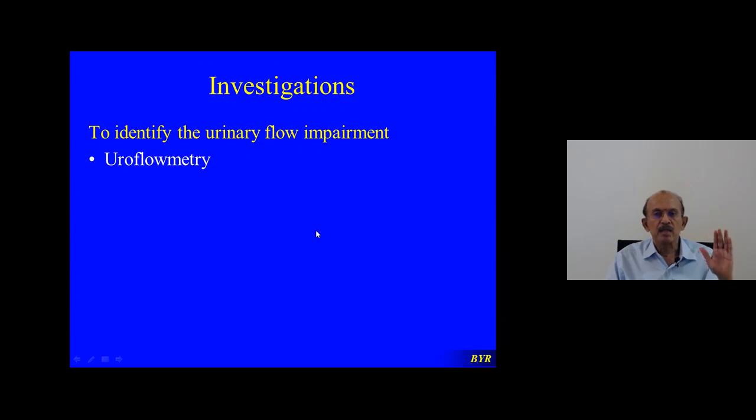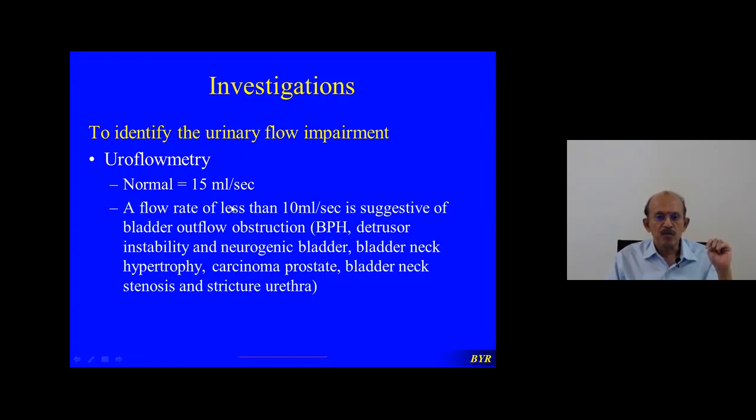If it is less than 10 or 12 ml per second, it is considered a considerable disability of the patient and he needs surgical intervention. So normally it's 15 ml per second. A flow rate of less than 10 ml per second is suggestive of bladder outflow obstruction. The bladder outflow obstruction can be due to BPH commonly, detrusor instability, neurogenic bladder, bladder neck hypertrophy, carcinoma prostate, bladder neck stenosis, stricture of the urethra. All these conditions cause bladder outflow obstruction.